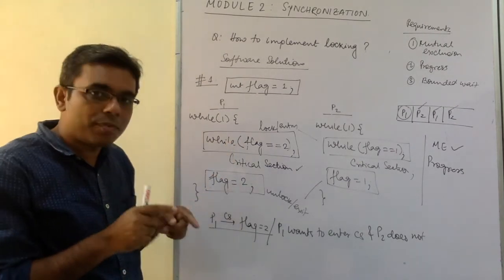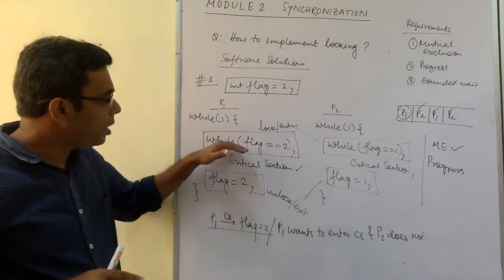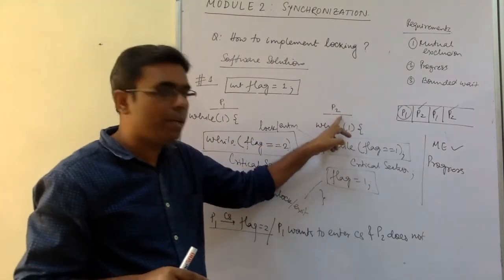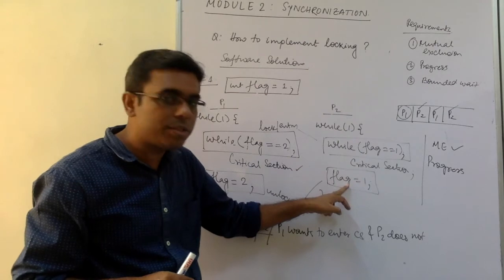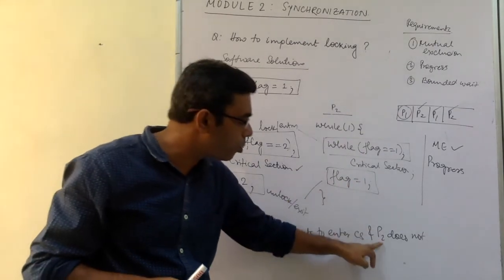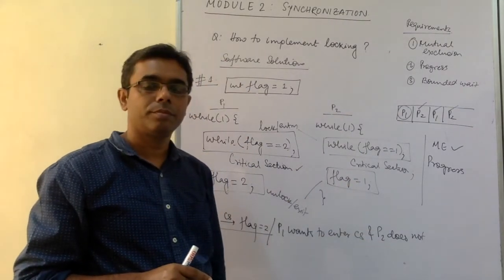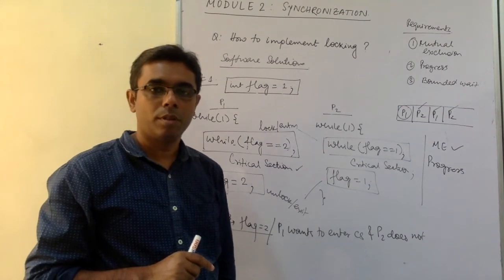But who will make this flag equal to 1? Flag equal to 1 can only be made by P2. But P2 is not going to execute this line because P2 does not want to enter the critical section. Now you see the problem.